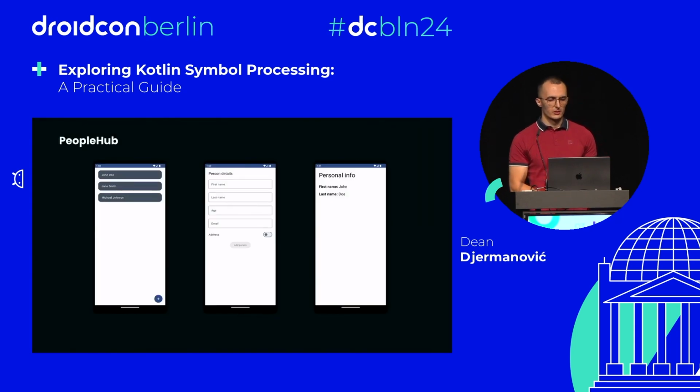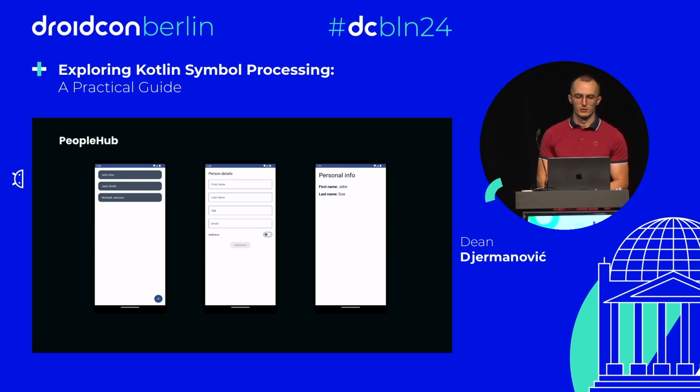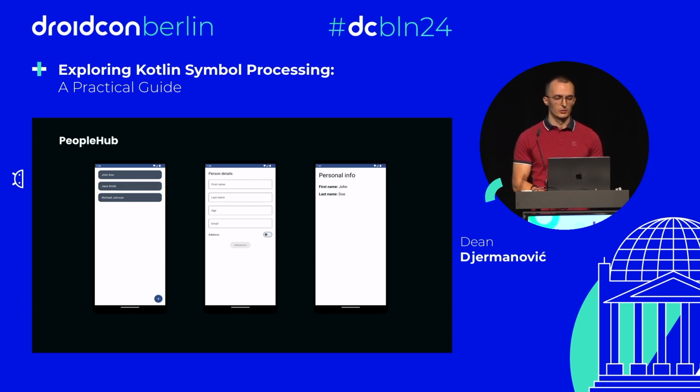The application I built is a very simple application called People Hub. It has a single feature. All that this app does is store a list of people in a local database on a device. It has a screen that shows a list of people from the database, a screen that allows you to add a new person into the database, and a screen that shows additional info about a specific person.